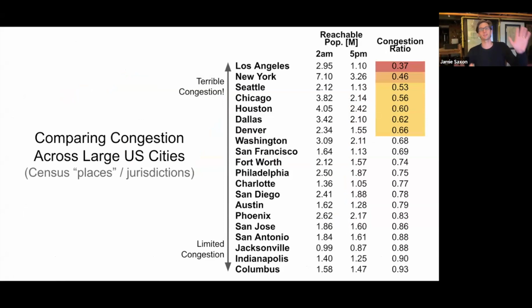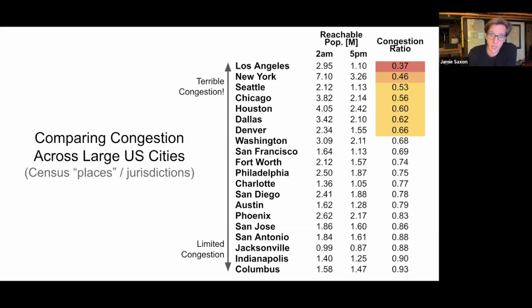Miami maybe should be on this list, but it's a complicated story. Los Angeles, surprising no one, is extremely congested. If you were to leave from the center of Los Angeles at 2 a.m., you would be able to drive to census tracts containing about 3 million people. If you were to leave at 5 p.m., you would only be able to reach the homes of about 1.1 million people. So the congestion has decreased the reachable set of people by almost a factor of 3, which is pretty ridiculous.